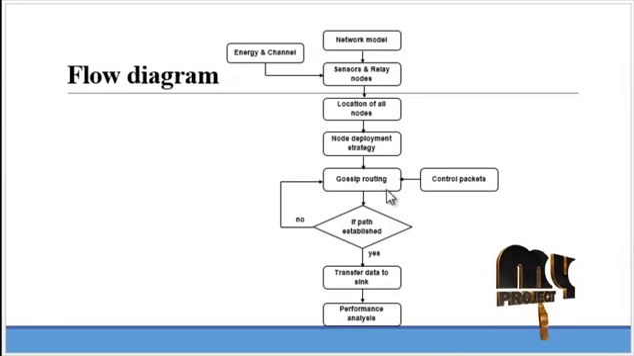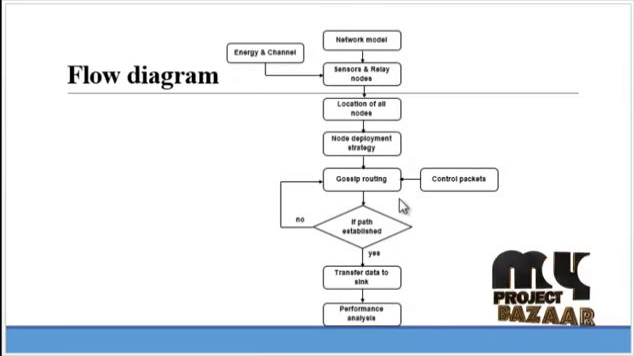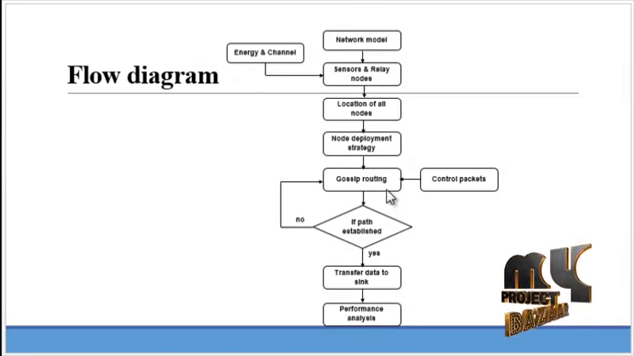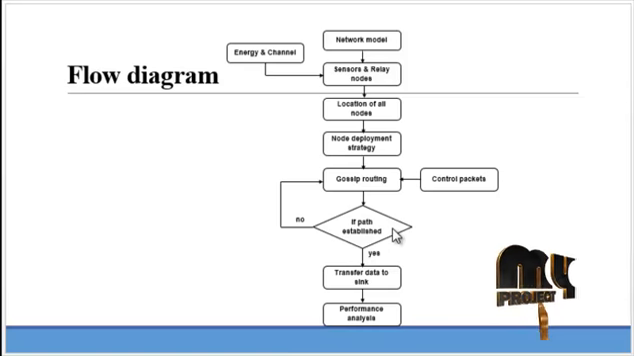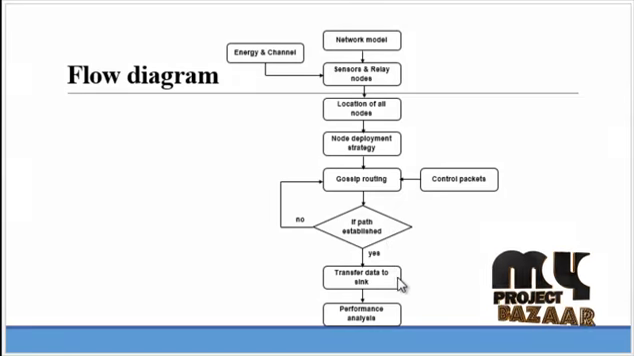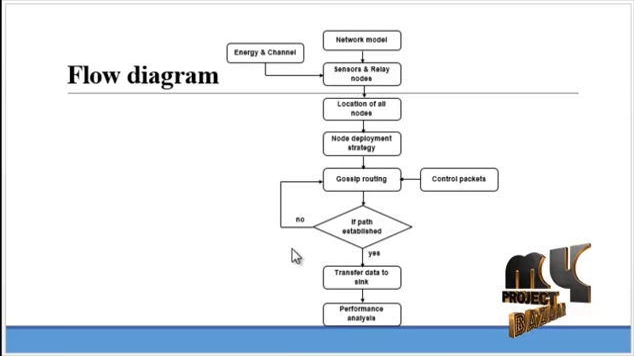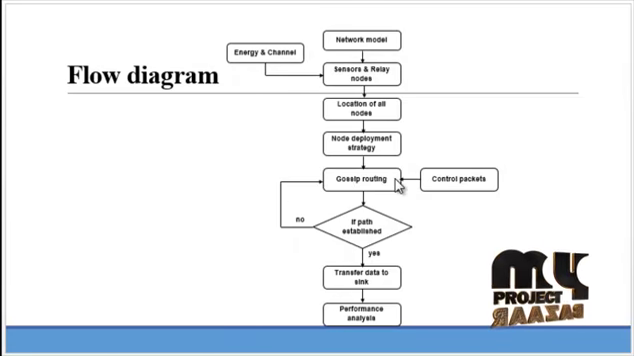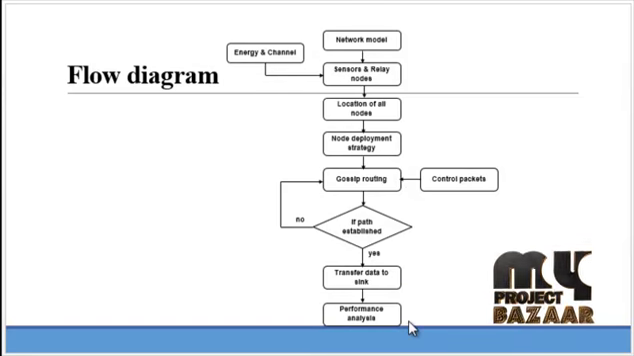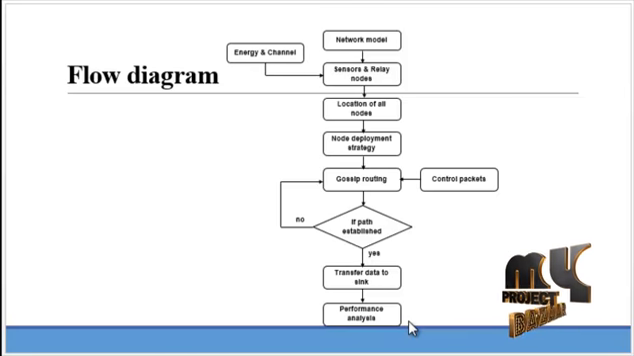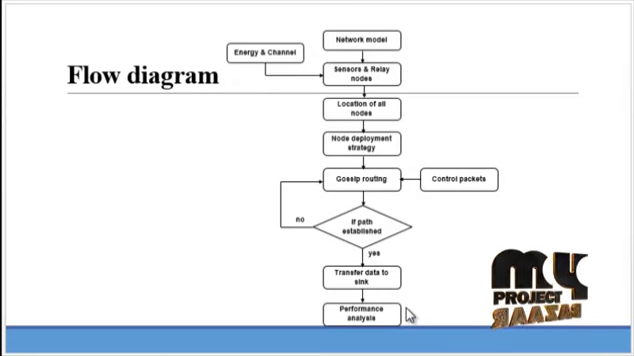Then the Gaussian routing is performed, which is the additional work of our project. It gathers the control packet's information and establishes the path. If the path is established, then it transfers the data to the sink. Else, it again performs the routing process until a feasible path is established. Finally, the performance of the proposed system is analyzed against the existing system, that is, the base paper.